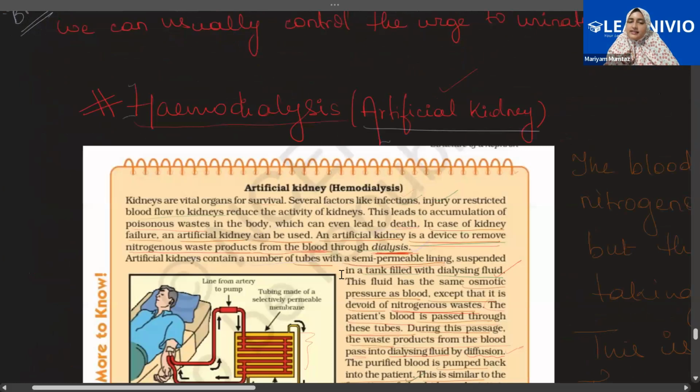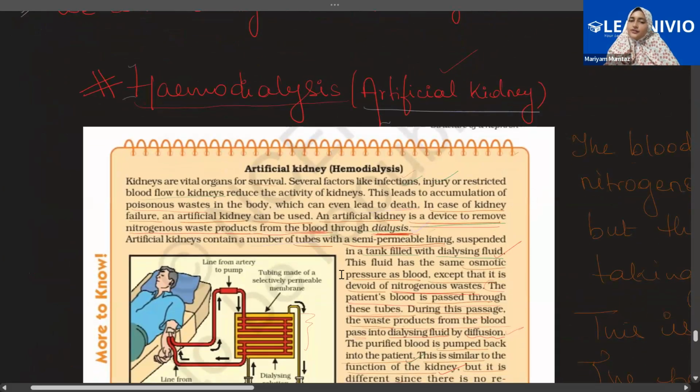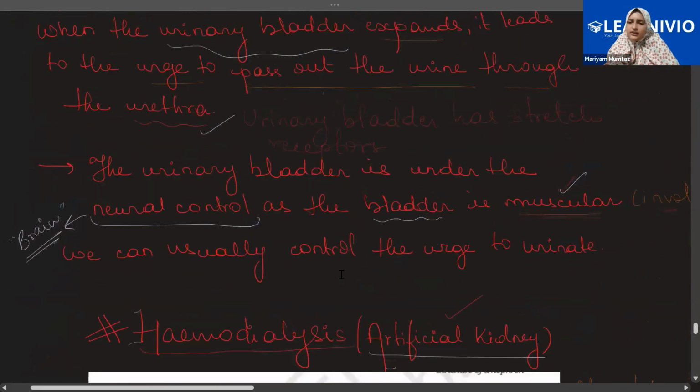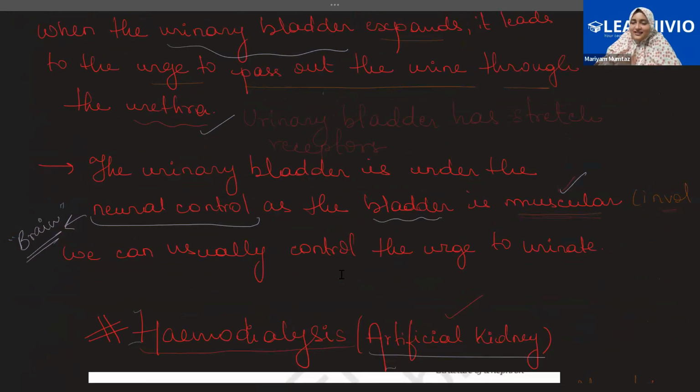Now coming on to the next thing, that is hemodialysis, also known as artificial kidney. Now, can someone tell me why would a person use hemodialysis? Out of interest? Like, oh, I'm interested today, let's do hemodialysis. Like, right? That's why. What did you say? The kidney isn't functioning right.